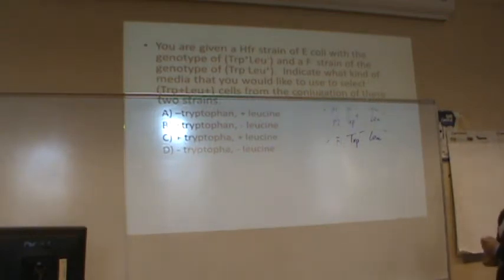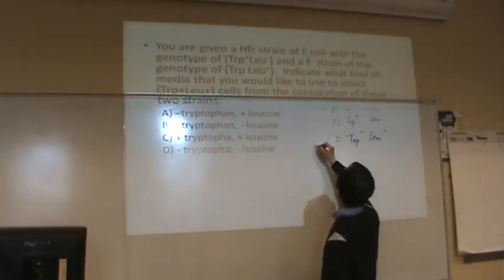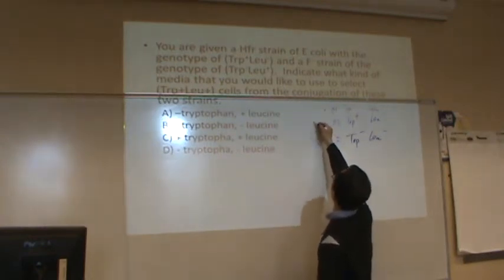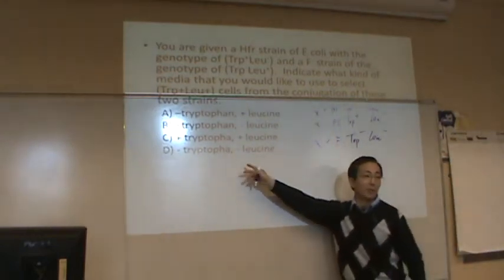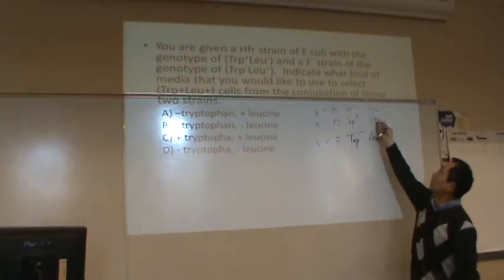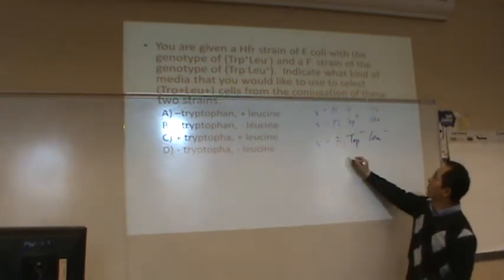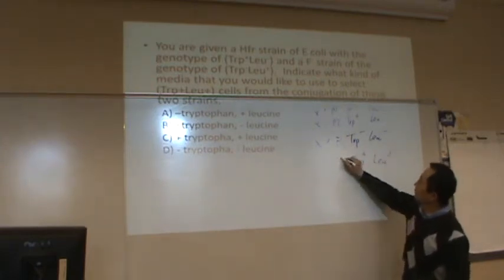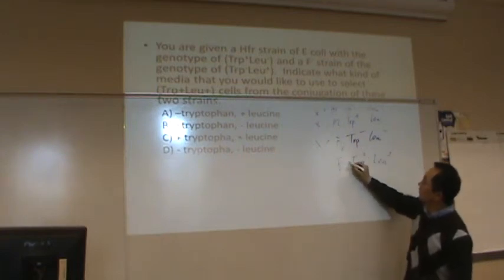Say it again. So if I use minus, this one won't grow. This won't grow. This also won't grow. So they're all gone, and none of them have both as plus. And then I'm going to select, in fact, tryptophan minus, leucine minus. Instead of this child, I'm going to select for this child.